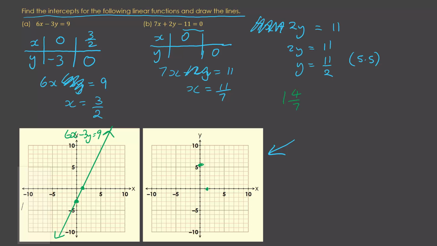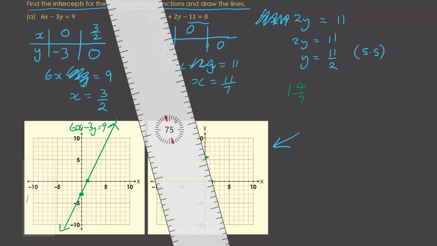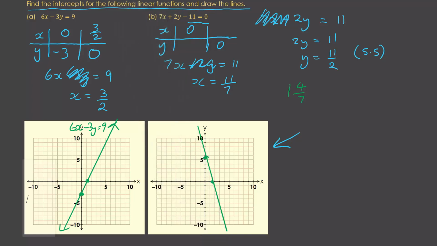And then we're going to draw the line. So something like that. And then just label it. So 7x plus 2y take away 11 is 0.